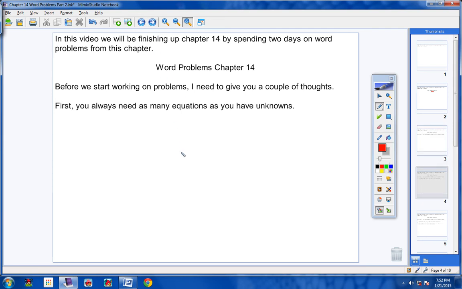Thought number one. You will always need as many equations as you have unknowns. For example, if you're working on a word problem and it says find the cost of the CDs and books, and you know that you have 2 unknowns, then you're going to need how many equations? More than likely, okay, I'm not going to say this is true every time, but you're more than likely going to need how many equations? 2. So understand, as many unknowns as you have, you will need that many equations.